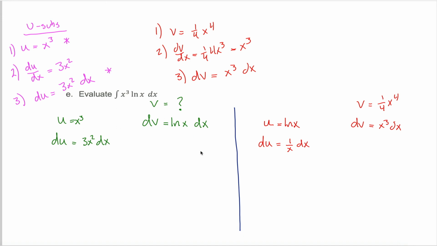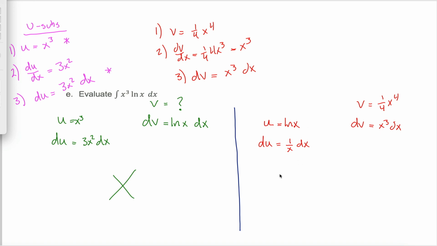When we're using integration by parts, we can't make u x cubed and dv the natural log of x dx, because if we do, we get stuck when we're trying to figure out v. So this way is not going to work. This must be the correct way to go. Where do I go from here?